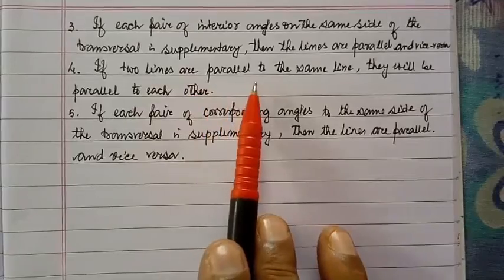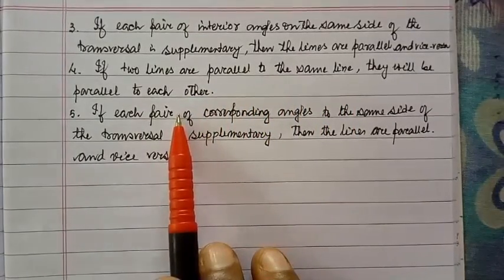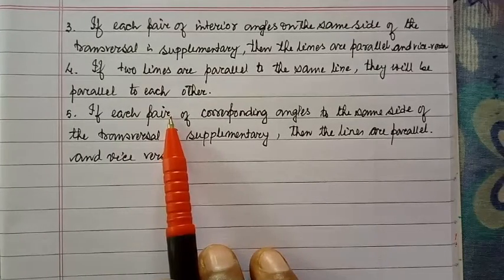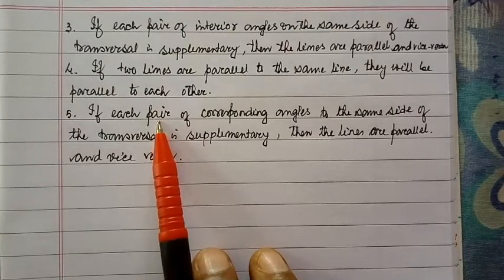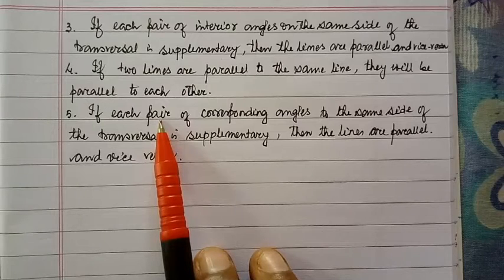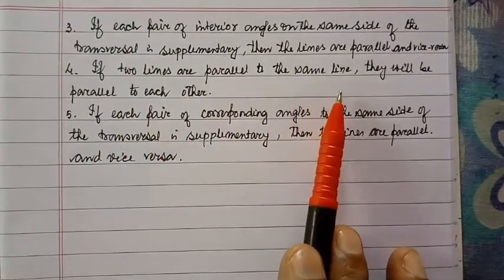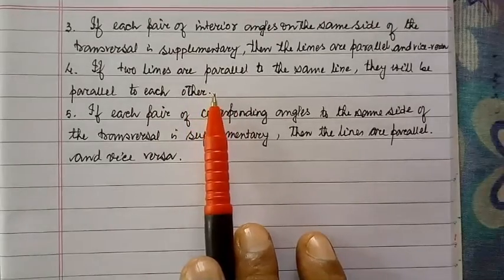If two lines are parallel to the same line, say AB and CD, these are two distinct lines, and both the lines are parallel to a third line, say PQ. That is, AB is parallel to PQ and CD is parallel to PQ. Then we can say that AB is parallel to CD. That is, if two lines are parallel to the same line, they will be parallel to each other.